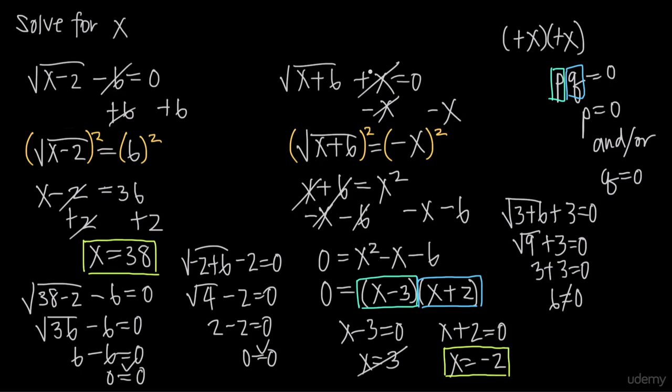So that's a perfect illustration of why you always, always, always must check your answers back into the original equation, because the solutions you find here are not always going to satisfy the original equation. And in this case, x equals 3 looked like it was a potential solution, but didn't turn out to be an actual solution, and x equals negative 2 was the only solution to this radical equation.